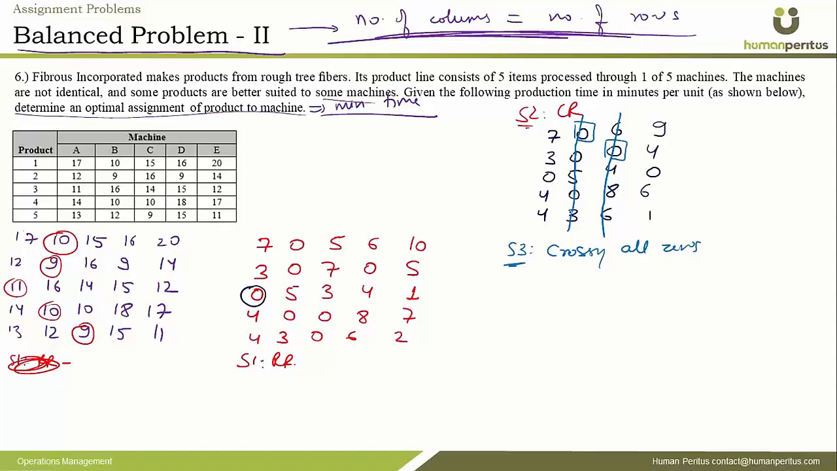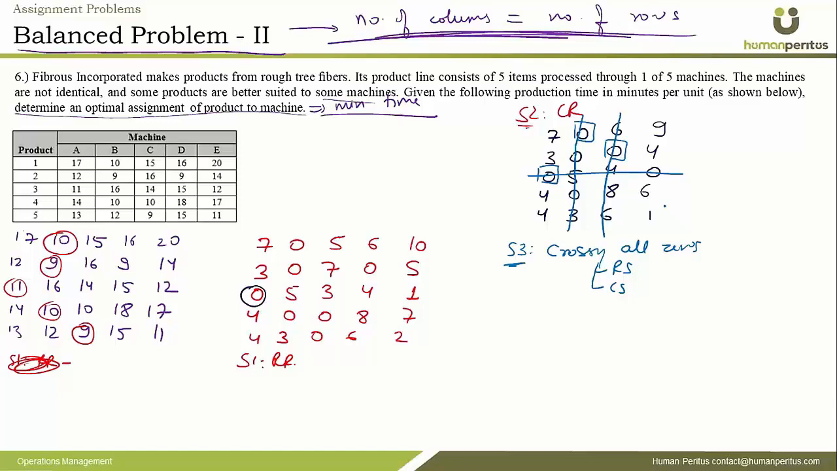Okay. Now I am going for column scanning. Row scanning, column scanning. So in the first column, there is one zero. I can assign this zero and straight away cross the corresponding row. The second column is already crossed. The third column is already crossed. In the fourth column, there is no zero. So what is my step 4?